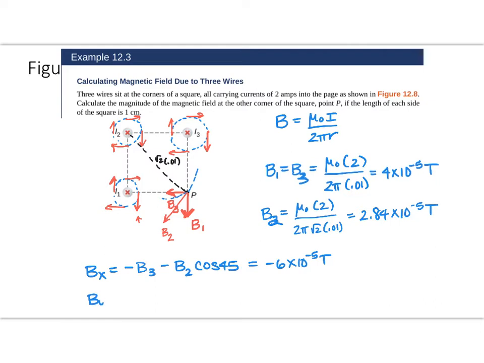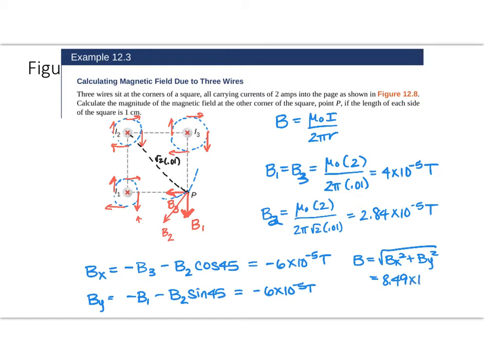For By, I'm going to get minus B1 minus B2 sine of 45. Since sine and cosine are the same, and B1 and B3 are the same, this is also going to be minus 6 times 10 to the minus 5 Tesla. B is going to be given by the Pythagorean theorem. That's the total magnitude of this magnetic field, and it's going to be 8.49 times 10 to the minus 5 Tesla.